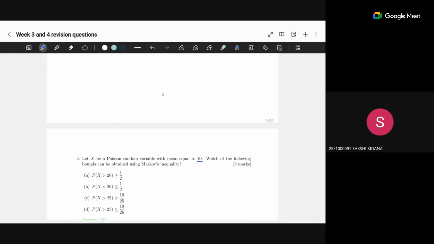Ma'am, in option D, is it written 26 or 25? In this question, option D. Shouldn't option D be 10 by 26? Ma'am, at the place of 26, it may be 25. Option D is 25, not 26.